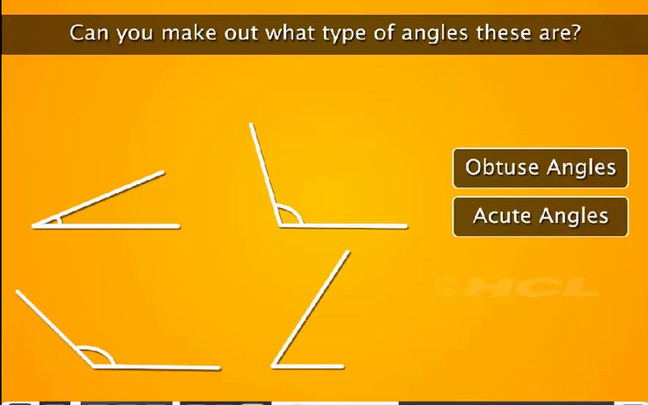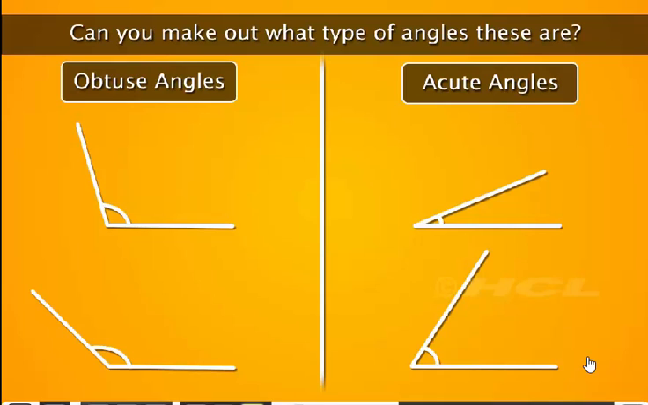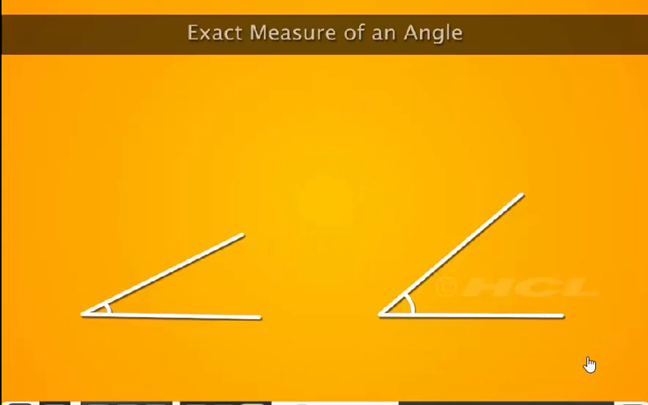Can you make out what type of angles these are? You know the difference between acute and obtuse angles by now. Let's go one step further. Which of these acute angles is bigger? And how much bigger is it? To answer this question, you need an exact measure of each angle.